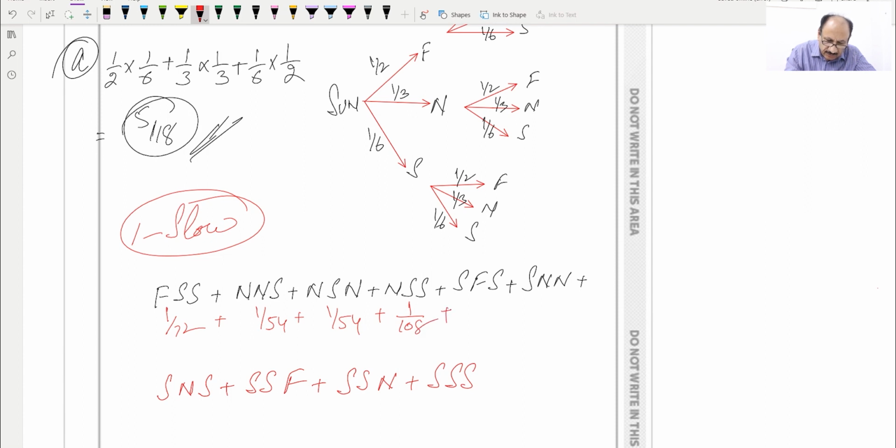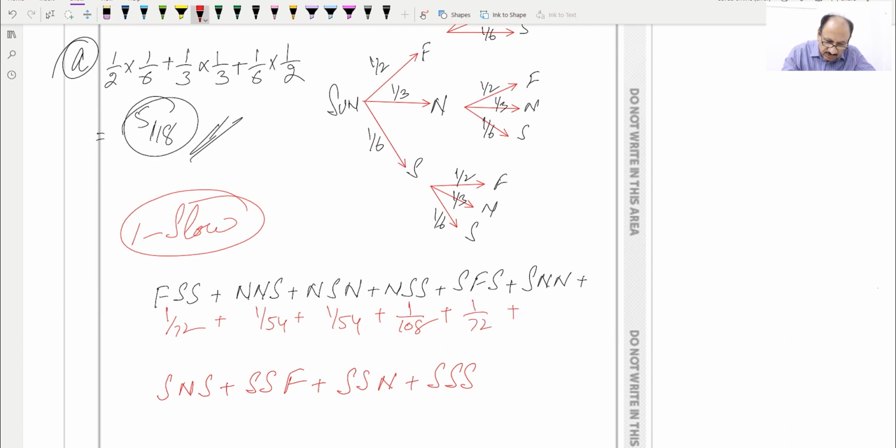Hopefully you are understanding. Then slow, which is 1 by 6, and fast, which is 1 by 2, and again 1 by 6. So this will be 1 over 72. So we can write here 1 over 72.